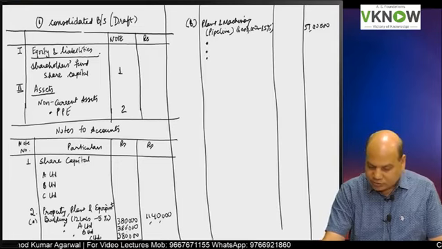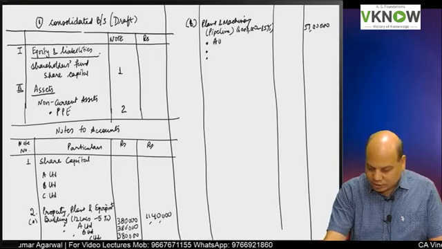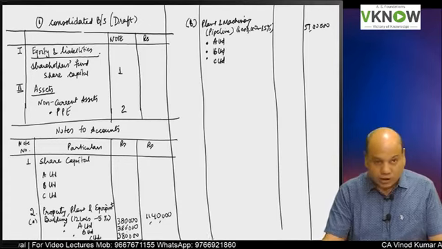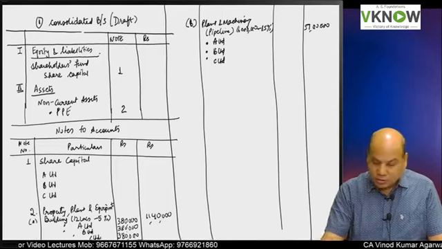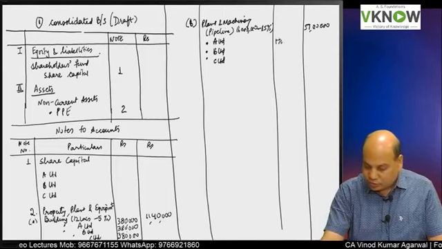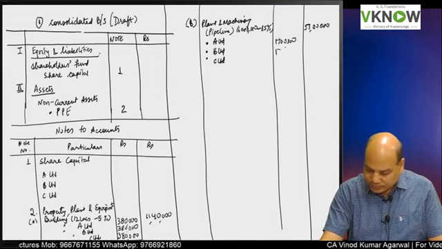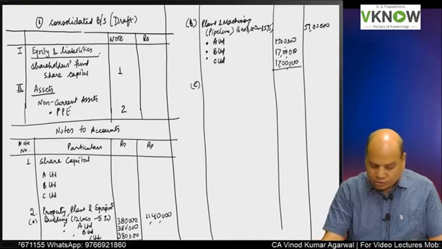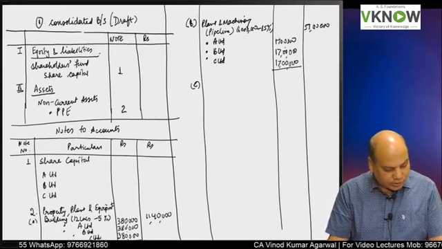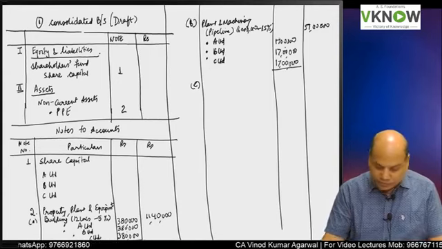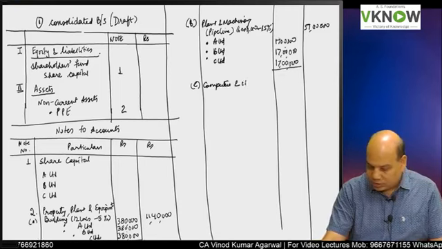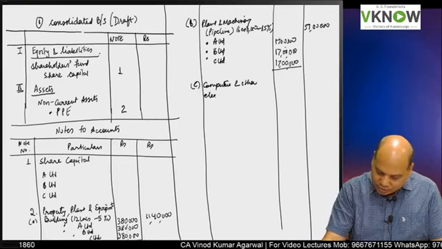And then there are 3 venturers: A Limited, B Limited, C Limited. Each is entitled to 1/3 in that. Divide by 3. So you will write 17 lakh. This is the pipeline cost. Now the next asset is computers and other electronics.